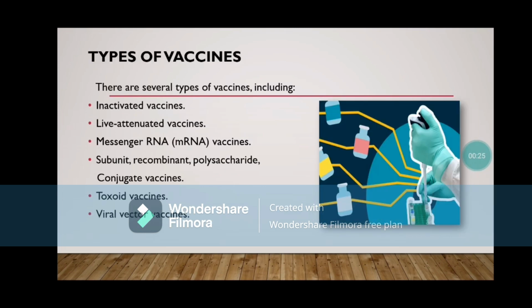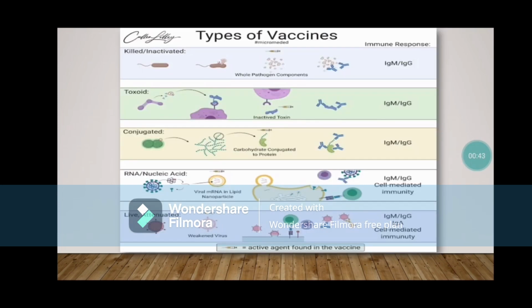What are the types of vaccines? There are several types of vaccines, including inactivated vaccines, live or attenuated vaccines, messenger mRNA vaccines, subunit, recombinant, polysaccharide, conjugate vaccines, toxoid vaccines, and viral vector vaccines. Let's get to the details of these vaccines.